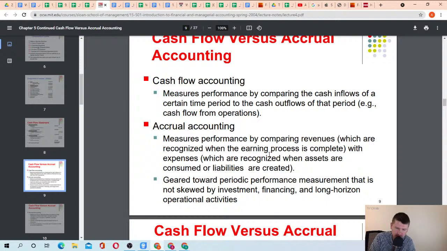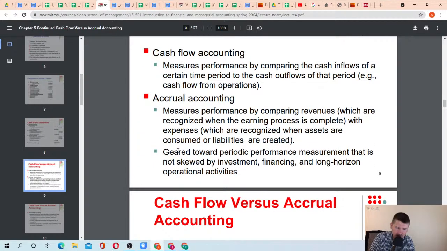So here we say we compare cash inflows with the cash outflows for cash flow accounting, while in accrual we compare revenues, which are done when the earning process is complete, with expenses, which are recognized when assets are consumed or liabilities are created. And that is geared toward performance measurement that is not skewed by investment, financing, and long-term horizon operational activities.